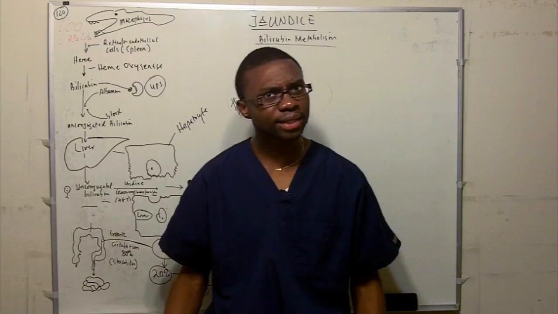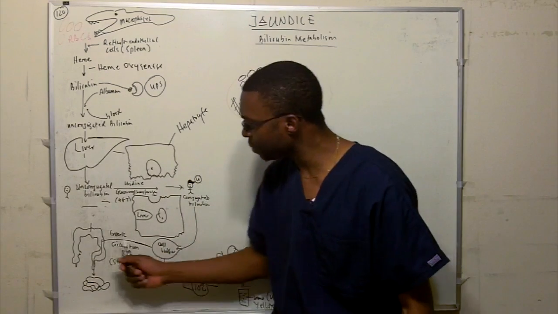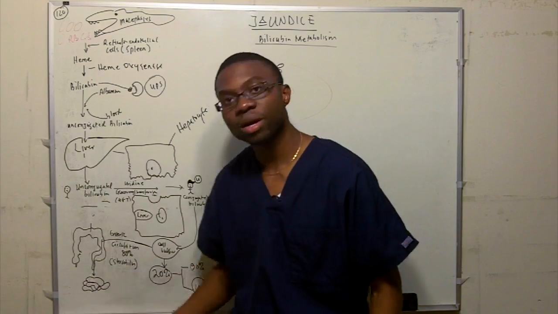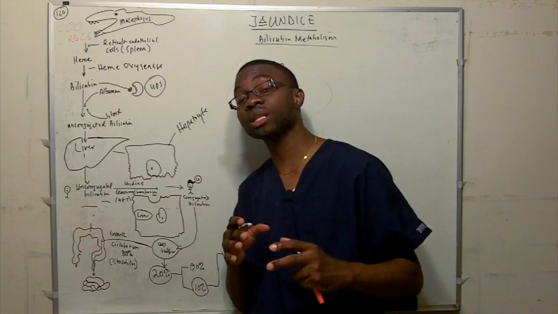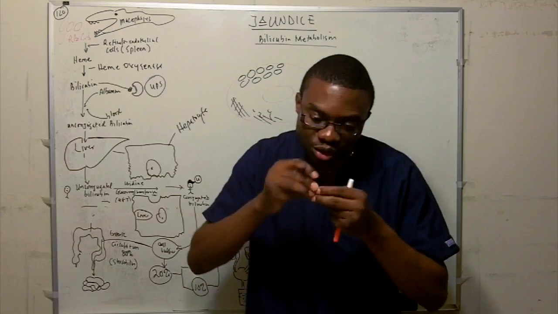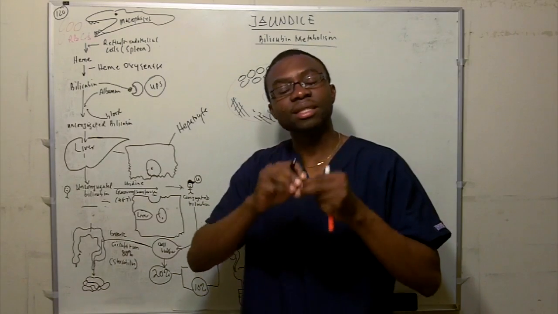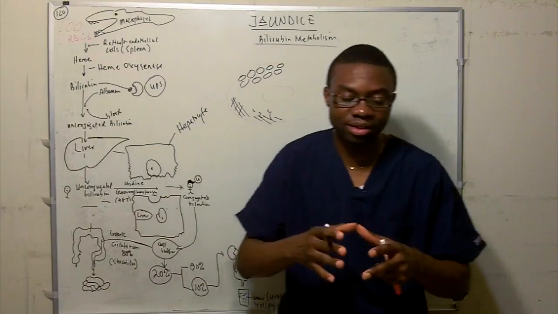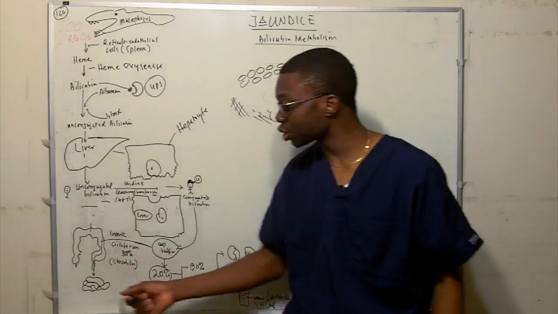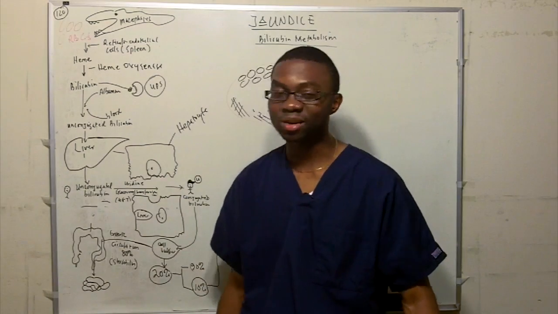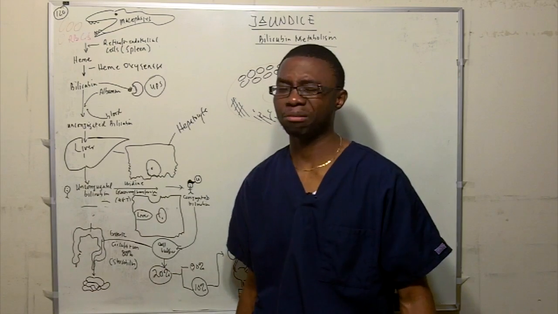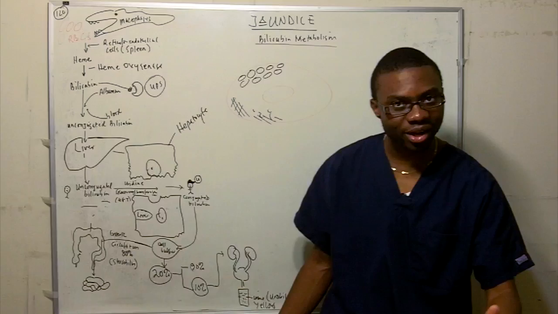However, we don't want to waste it, right? So 80% is going to go into the entire gut, and there's bacteria just sitting there, breaking these extra bilirubin products down into stercobilin. The stercobilin is what makes poop brown, green, yellow, whatever color your poop looks like. Yeah, I know. But that's the point.